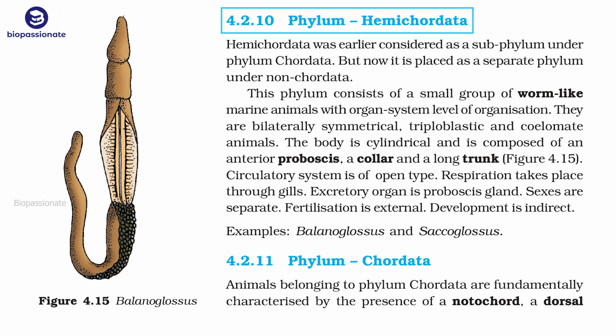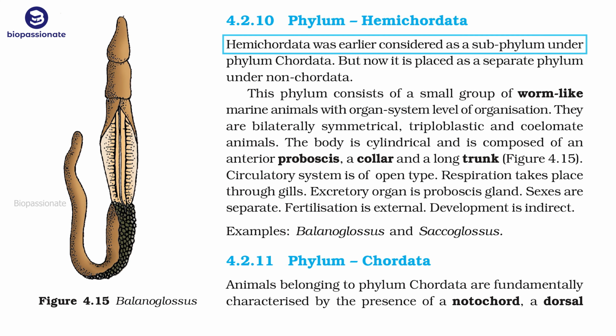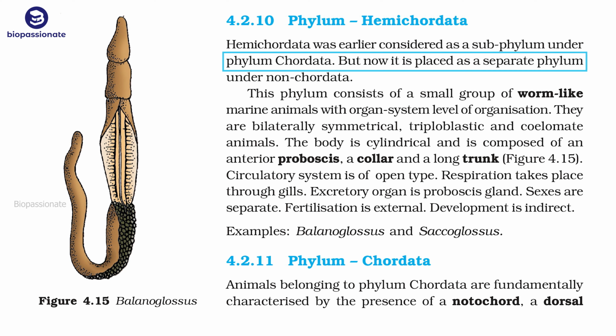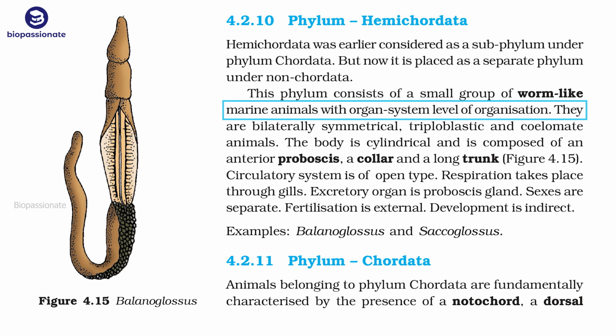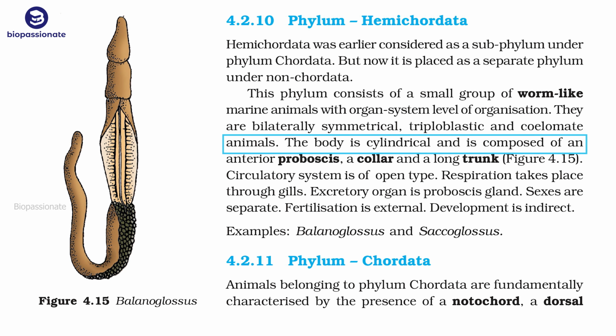4.2.10 Phylum Hemichordata. Hemichordata was earlier considered as a subphylum under Phylum Chordata, but now it is placed as a separate phylum under Nonchordata. This phylum consists of a small group of worm-like marine animals with organ system level of organization. They are bilaterally symmetrical, triploblastic, and coelomate animals. The body is cylindrical and is composed of an anterior proboscis, a collar, and a long trunk.